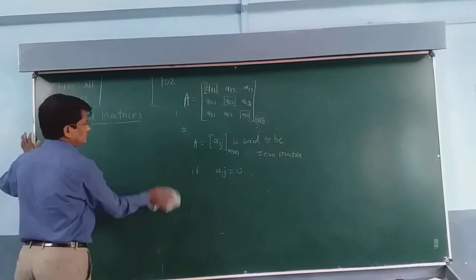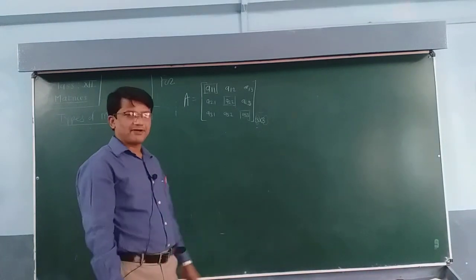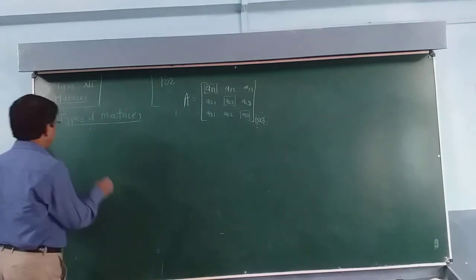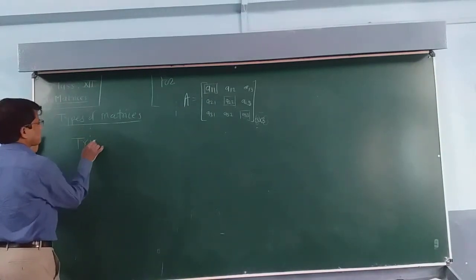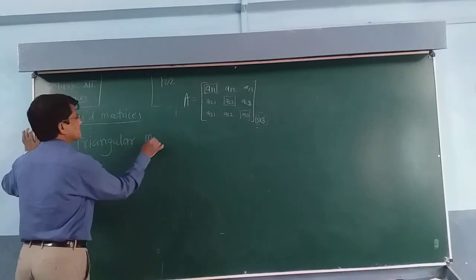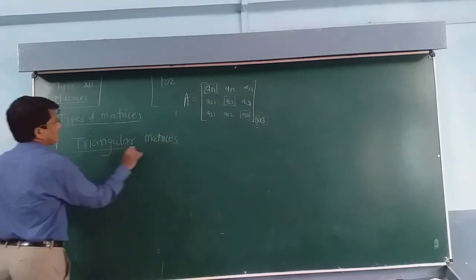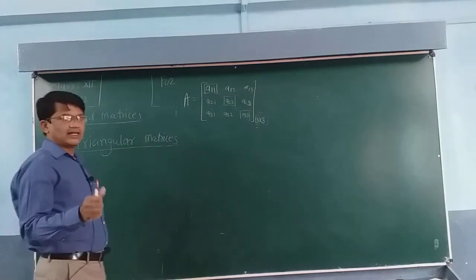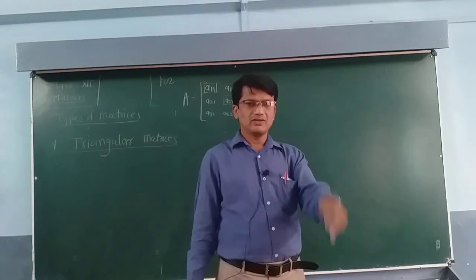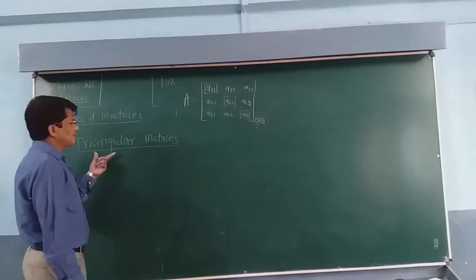Let us see now the triangular matrix. The next type of matrix is the triangular matrix. Here again there are two types, the upper triangular matrix and the lower triangular matrix.